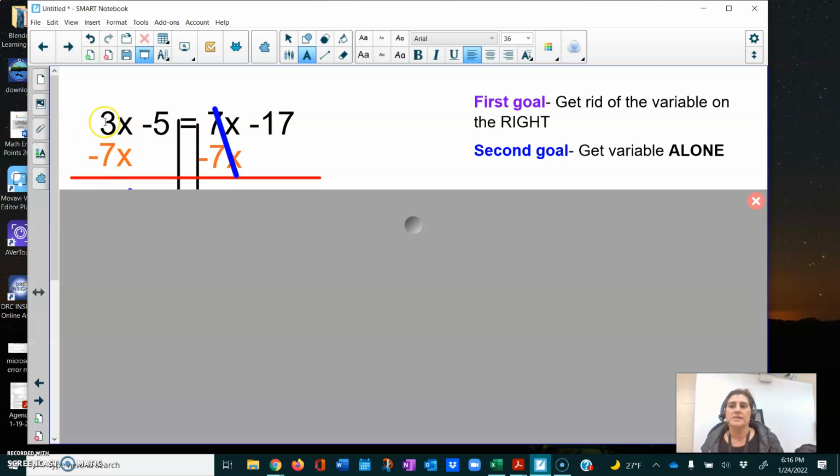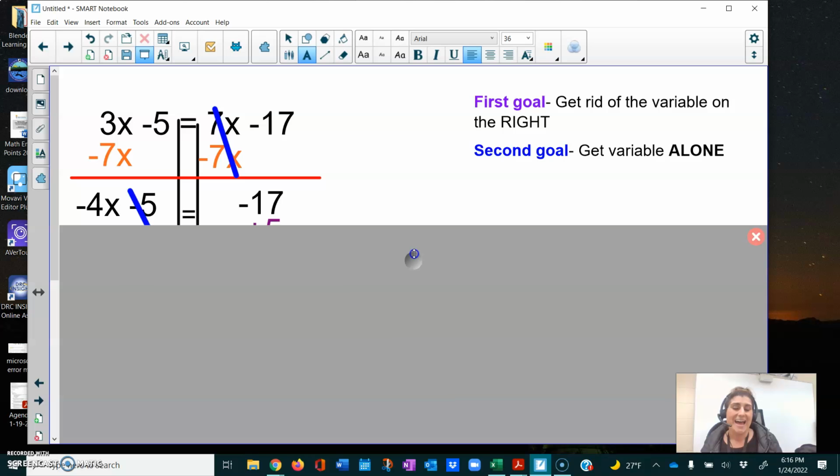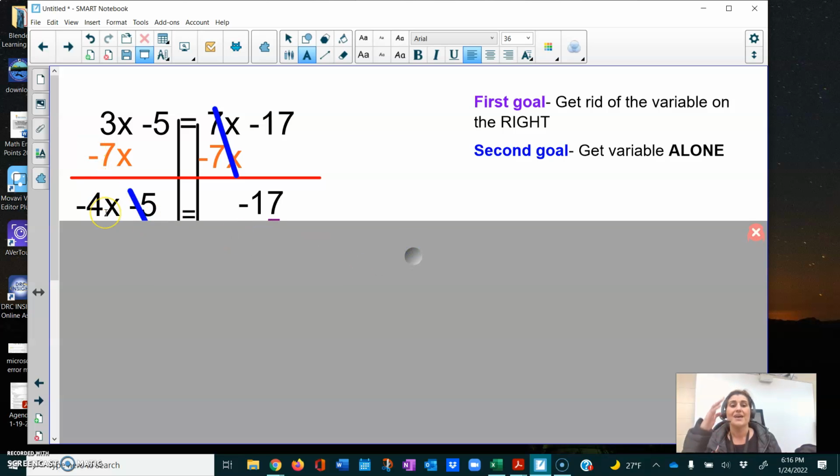So these x's, they're friendly. They'll go together. I have positive 3x and a negative 7x. Well, my negatives are bigger. I owe you more money than I actually have. So negative 7, positive 3. I'm actually going to subtract here because I have a negative number. So 7, 6, 5, 4. So my answer is going to be negative 4x. So bring down that variable.